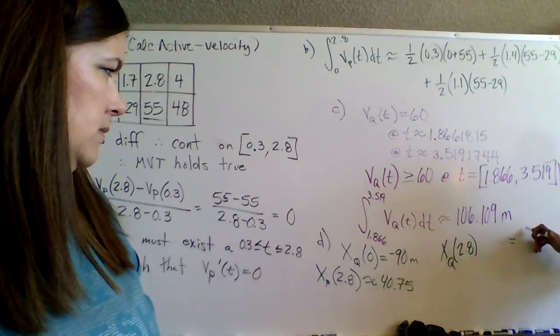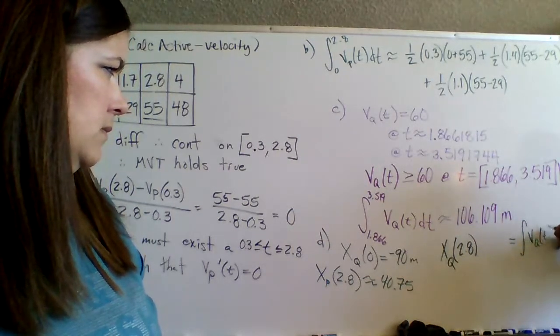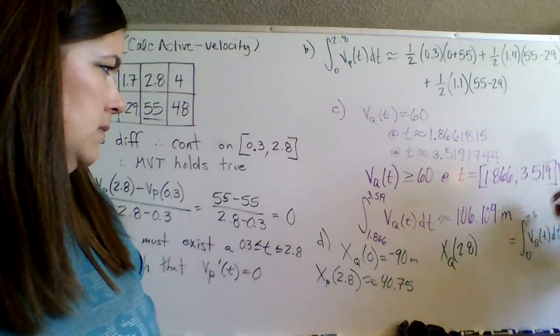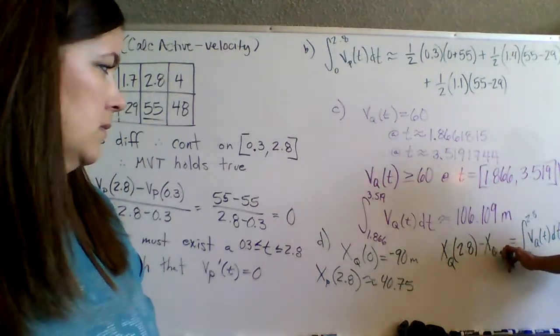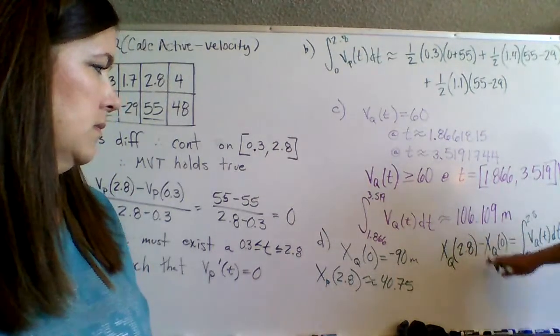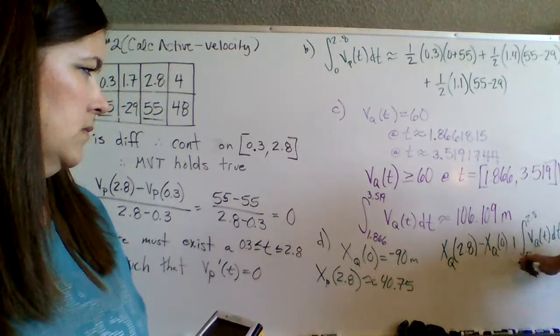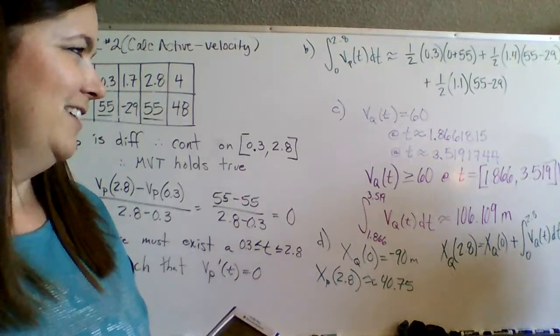Understand, if I integrate my velocity of particle Q from 0 to 2.8, that should be my position at 2.8 minus my position at 0. And then you could just add that over, and you get something like that. That was slick, Ernie.